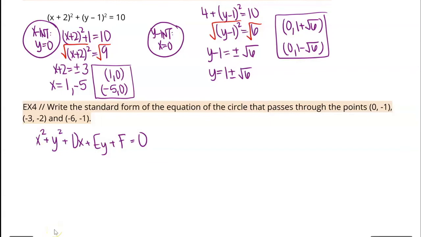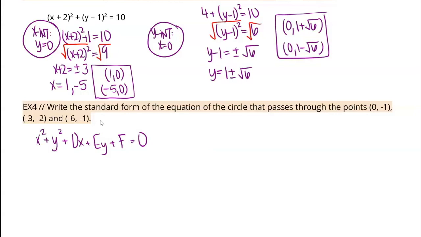Okay, so we're looking at example 4, and this is the general form of a circle. We've decided that the A and C terms are both 1 because we're looking at a circle. And basically what we have to figure out is the D, E, and F. So we have 3 points. We're going to plug these in for X and Y, and then solve our system. We're going to use our fabulous matrix skills from chapter 11 because that's the easiest way to solve a system that's bigger than a 2 by 2.